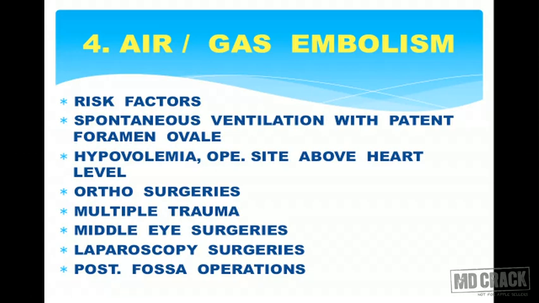And it is very difficult to diagnose air or gas embolism. You should be very alert and confident that this is the cause. Once you know the cause, you have to treat adequately and immediately, so that no further disturbances occur in the major respiratory or cardiovascular system of the patient. Coming back to air or gas embolism, the risk factors are spontaneous ventilation in a patient with patent foramen ovale, which is a congenital abnormality, hypovolemia, or an operative site which is above the level of the heart. This can lead to air or gas embolism.